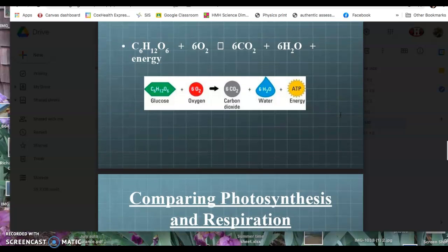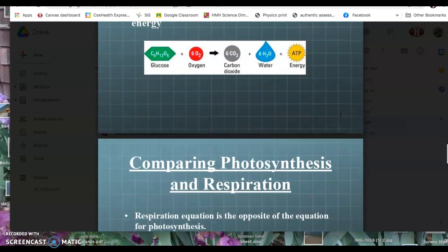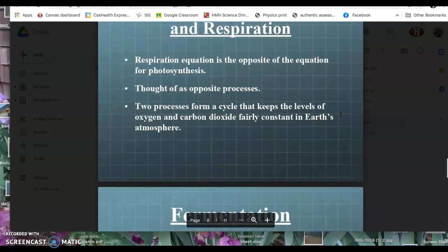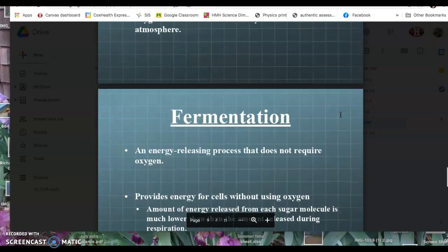This is why I told you if you memorized the photosynthesis equation that you would easily get cellular respiration. So it is the opposite. The two processes form a cycle that keeps the levels of oxygen and carbon dioxide fairly consistent in Earth's atmosphere.